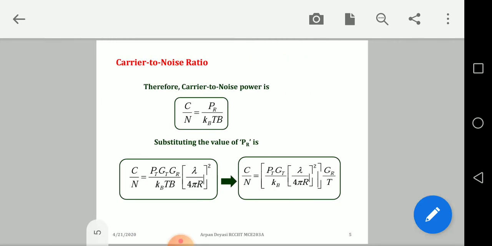Now you know the expression of the PR from the Friis transmission equation. If you substitute, you will get a function multiplied by GR by T. Now why am I associating all the other parameters excluding GR by T within the third bracket? Because for a given satellite link, the lambda, that means the wavelength, is constant, as well as the distance between the two earth stations. So if R and lambda are constant and other factors are obviously constant, so these factors inside the third bracket are constant. So C/N is proportional to GR by T.